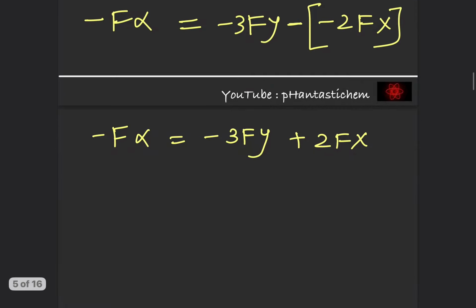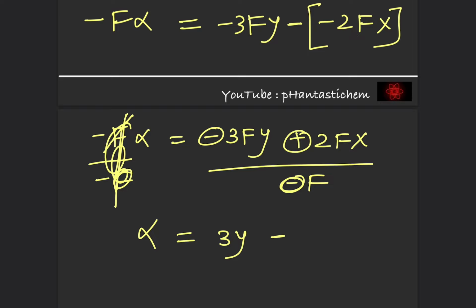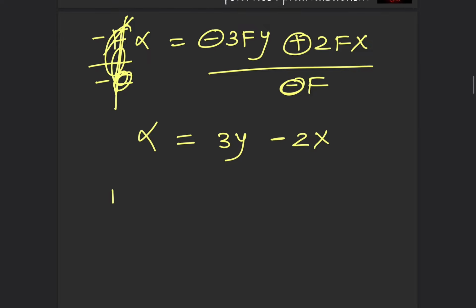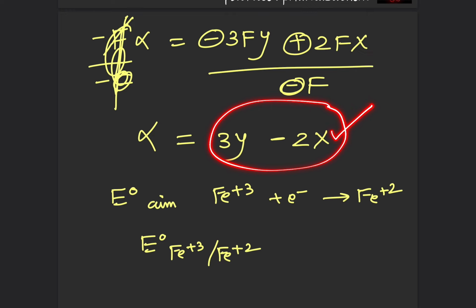Okay, and divide by minus F both sides, minus F by minus F. So we will get 1 here. So alpha will be equal to minus and minus will become plus, so 3y, again plus and minus will become minus 2x. So therefore the E naught value of the aim reaction. What is the aim reaction? Fe+3 gaining 1 electron to form Fe+2. So therefore the E naught of Fe+3 to Fe+2, right? For this reaction it is 3y minus 2x. So therefore this will be the answer. Okay, thank you.